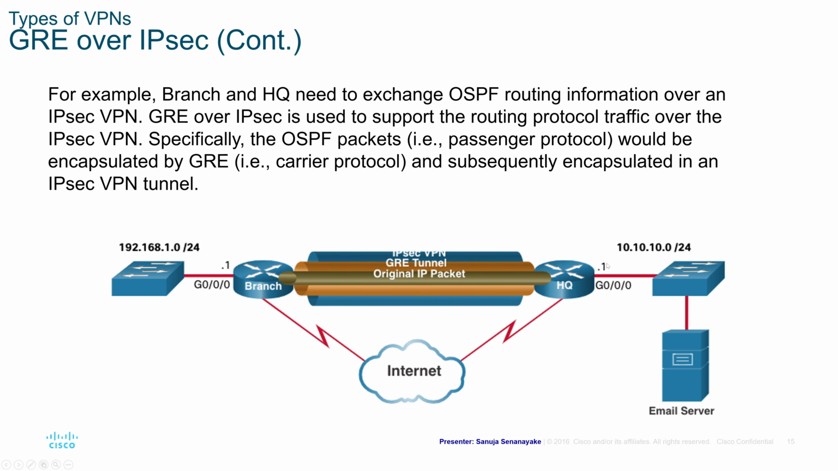If you don't have any security, it will be the original packet going across the internet. But now we have the original packet, protected by the GRE tunnel, and also protected by the IPsec VPN system. So it is basically creating a layered security method. You have multiple security measures being applied so that the data across the branch and the HQ will be secured. So that's how GRE over IPsec works.